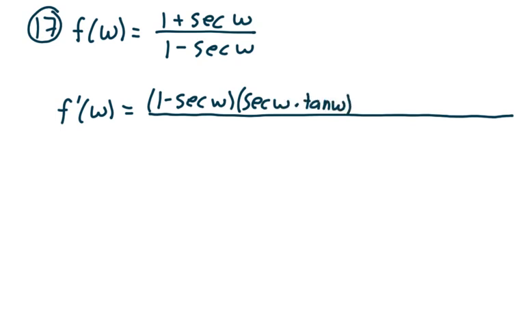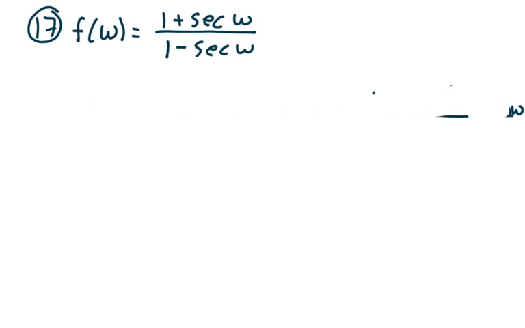I'm going to go minus, then I'm going to write the top function, which is 1 plus secant w, times the derivative of the bottom function, which is negative secant w tangent w. And here, we're going to make a little bit more room here so we can all read this. So we're going to call this f prime of w.